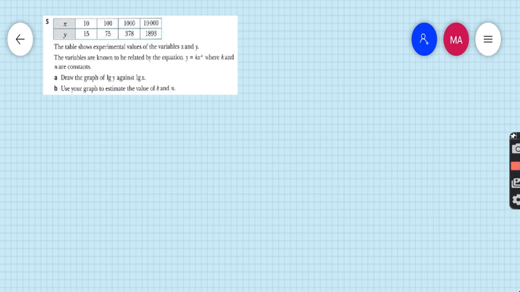The variables are known to be related by the equation y equals k x to the power n, where k and n are constants. Draw the graph of log y against log x. Very easy.